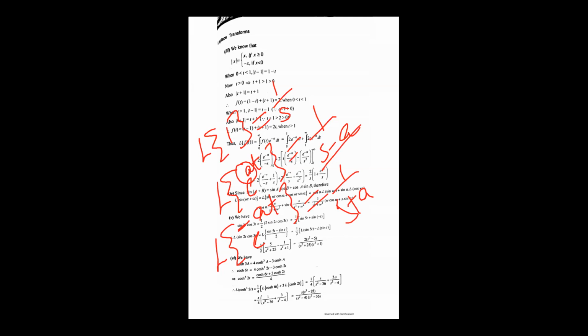So here the sign is opposite in the answer. The question is in a minus a quotient, so we have to write the opposite sign, 1 by s plus a. Next, L of t power n.